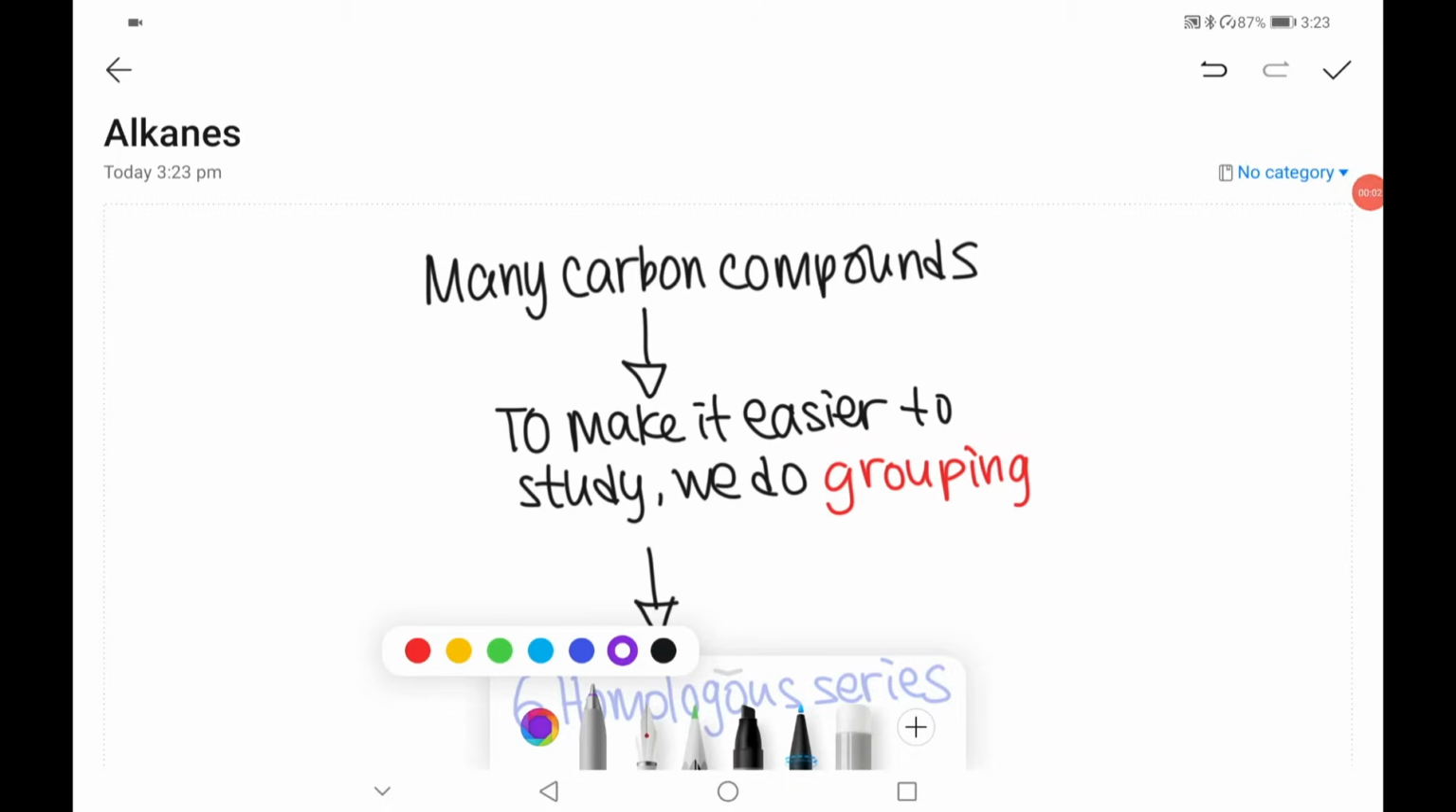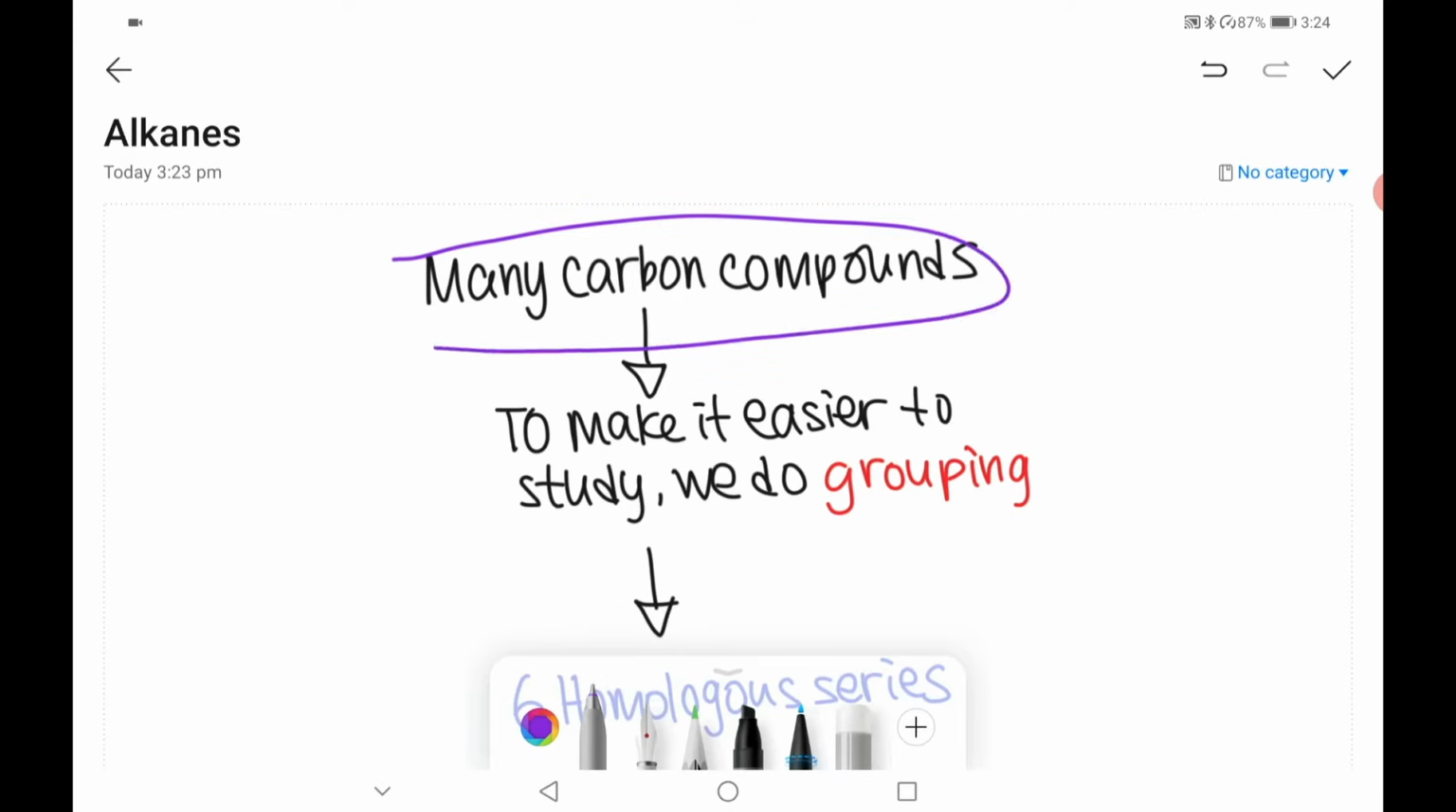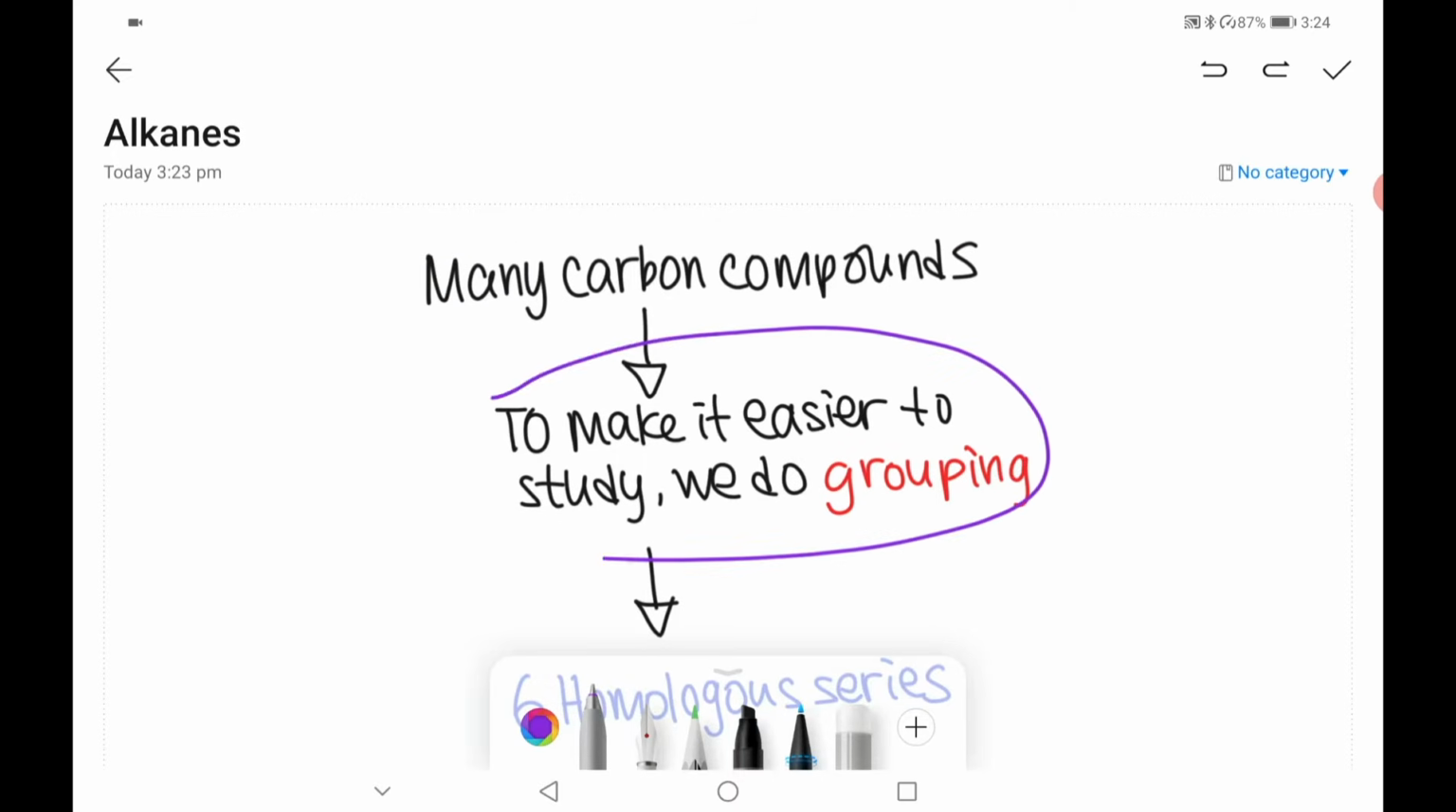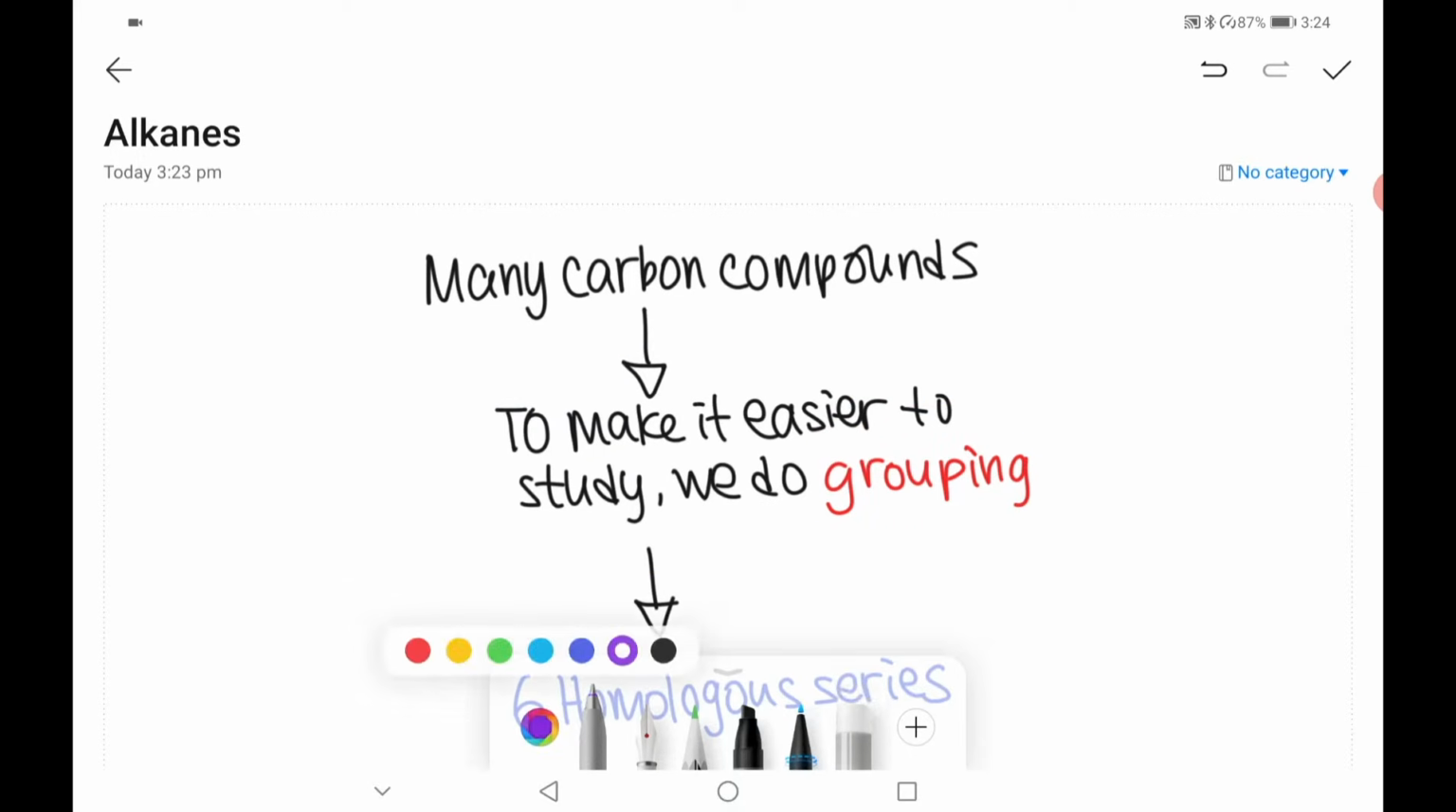Alright guys, before we start with today's lesson, let's do a very quick recap on some important concepts that we learned in the last lesson. We learned that there are so many carbon compounds out there. In order to make it easier to study all the carbon compounds, we have to do a process of grouping. We will put the carbon compounds into a few groups.